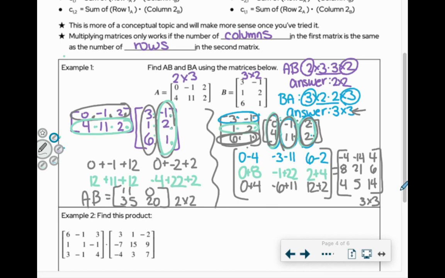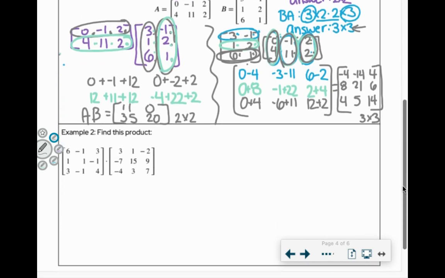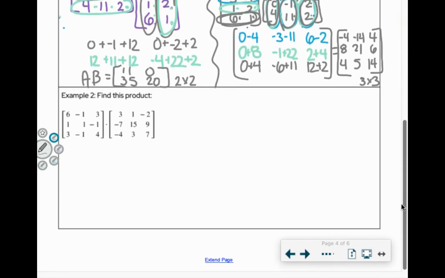All right, let's do example 2. We only have to do 1 this time, except it's a big one. It's a 3 by 3 times a 3 by 3, which is still going to be a 3 by 3. Everything's a 3. The 3 is mashed in the middle, and my answer is going to be a 3 by 3 at the end. All right, I am not going to rewrite this one because it's already being multiplied for us.